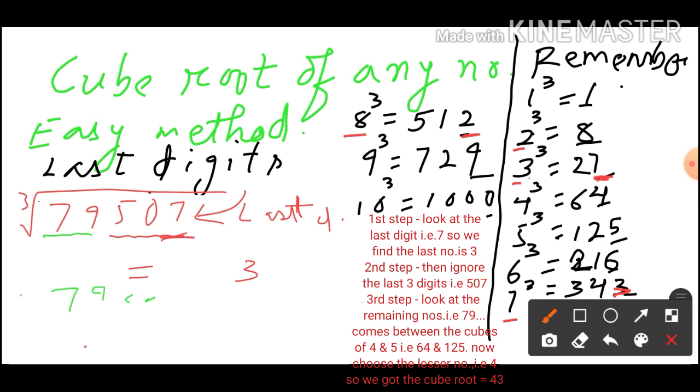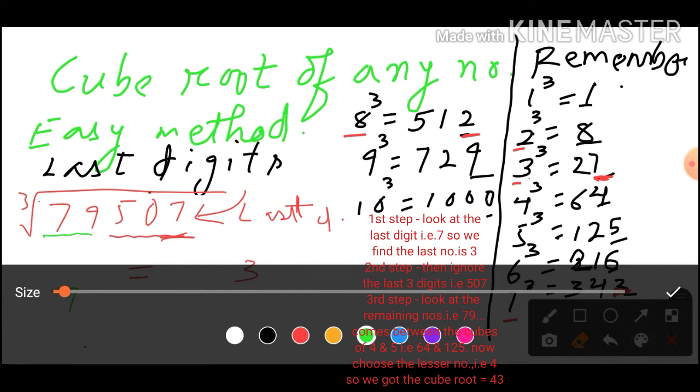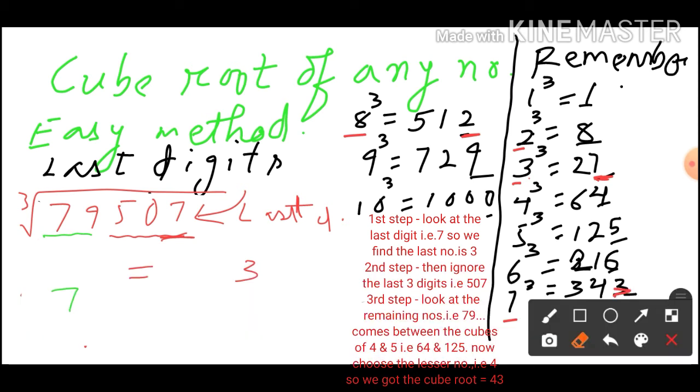79 comes between 64 and 125, isn't it? But 64 is lesser than 79. So go for the lesser number, that is 4's cube. So you have to write the number which is close to 79. Otherwise you can find the lesser number only. So the lesser number is 64, and we got the lesser number's cube, that is 4's cube. So you just write 4.